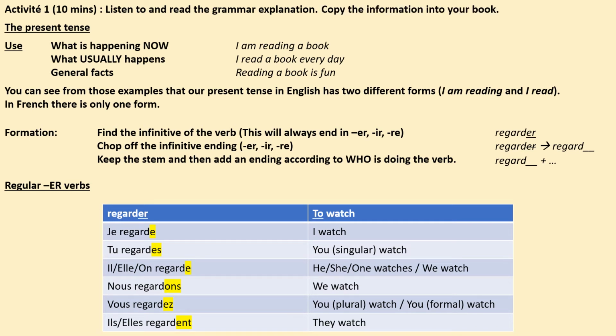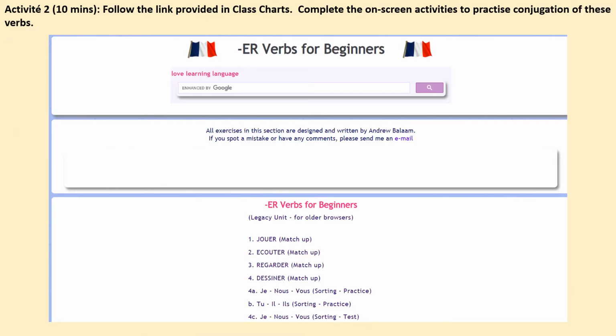Copy the information into your book. When you've done it, take a photo to show me on class charts. Pause the video now. Activité 2. Follow the first of the links provided in class charts. Complete the on-screen activities to practice conjugation of present tense ER verbs. Pause the video now.